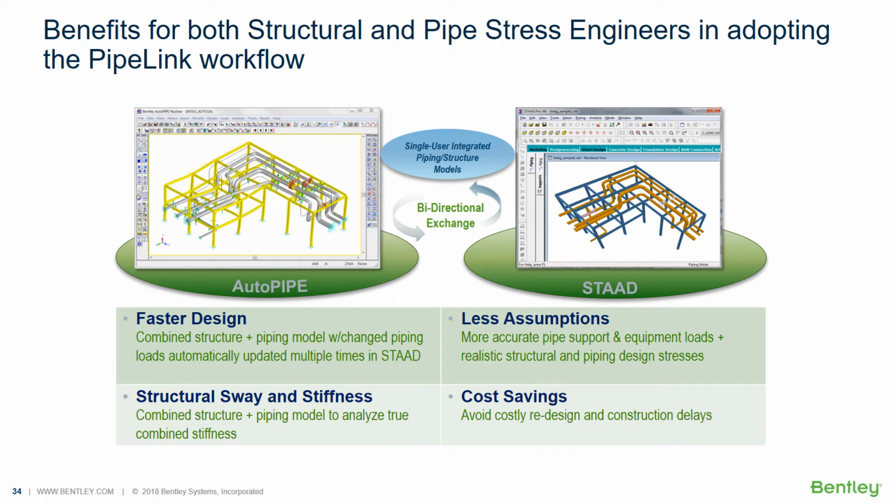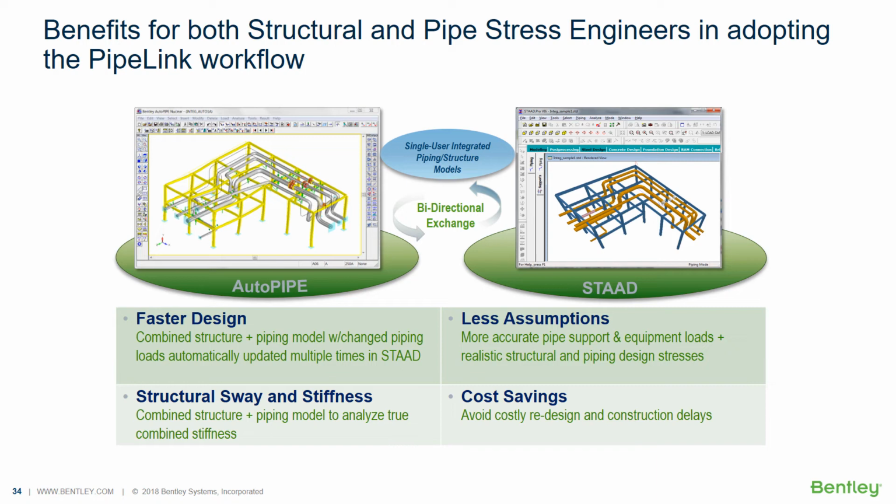In this case, we take into account the structural sway and stiffness. So we look at the combined structure and piping model to analyze the true combined stiffness instead of assuming rigid or assuming a certain stiffness value. And this allows us to have both more accurate and safer structural designs and piping designs. So we're not making any assumptions anymore.